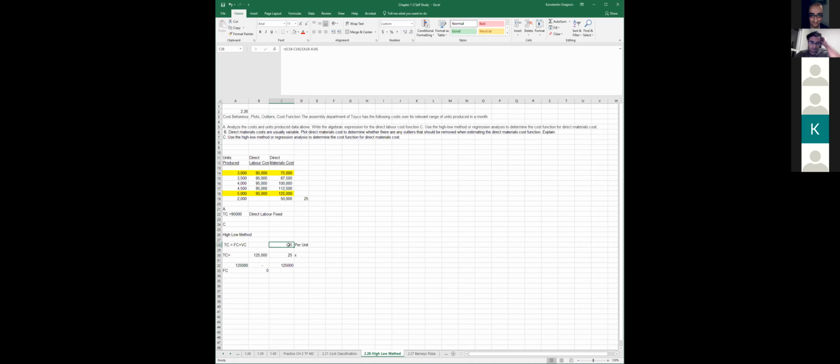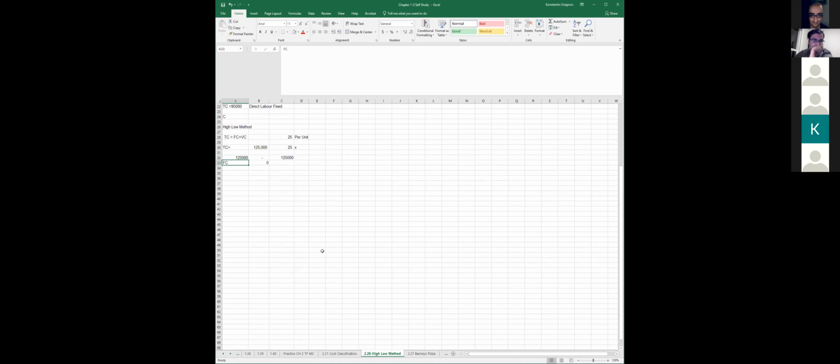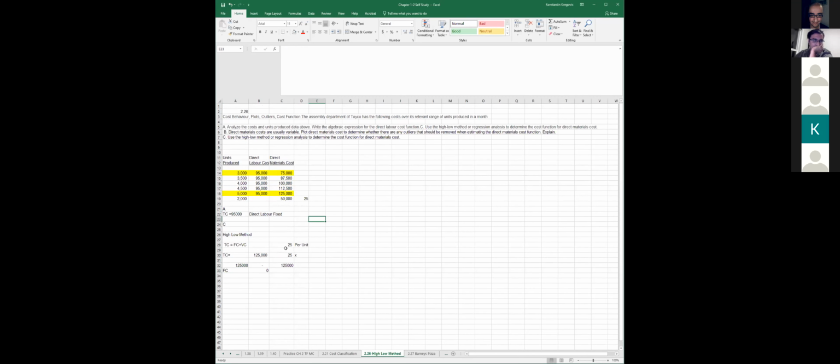And then you plug in that $25 per unit in your total cost function, and eventually you'll derive your fixed cost. So I don't know if I fully completed this one. So I got the 25 per unit total cost. This is basically what you should come out to when you guys do it. Your fixed cost is 125,000, and 25 is your variable cost. I remember this from the Milestone Management 2400.